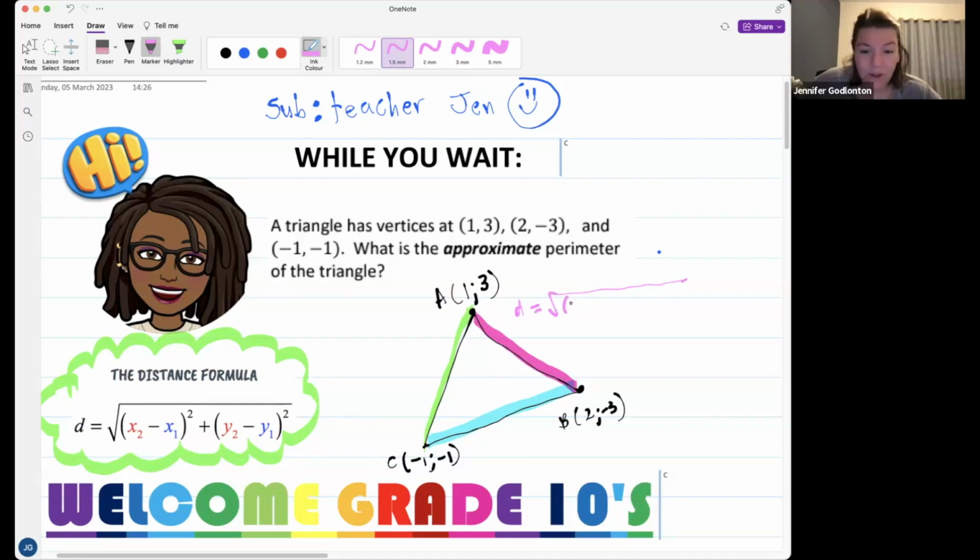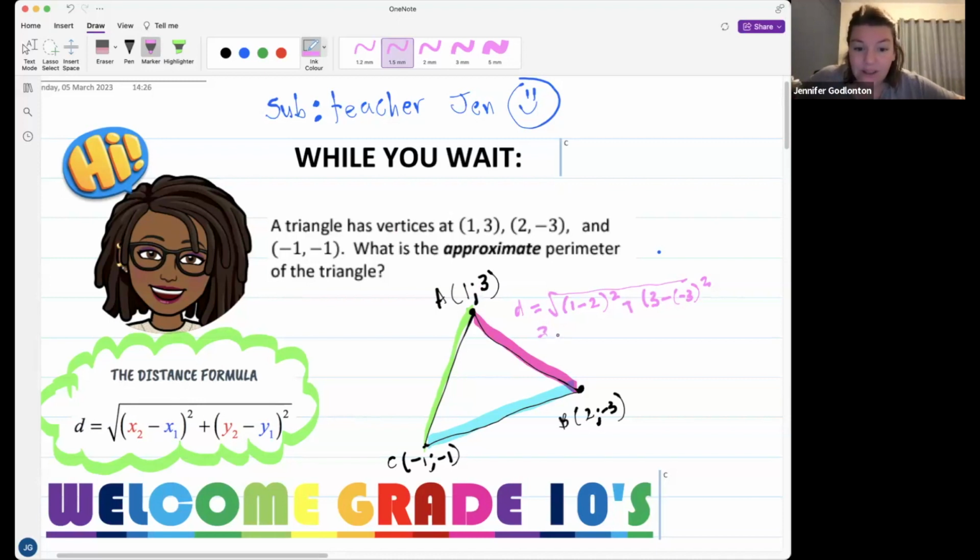Okay. So if we're looking at this, I'm going to say 1 minus 2 squared plus 3 minus negative 3. But you can also just write 3 plus 3 squared. And then we're just going to chuck that into our calculator to get a vague idea. So we're going to say 1 minus 2 squared plus 3 plus 3, so 6 squared. And that gives us root 37.